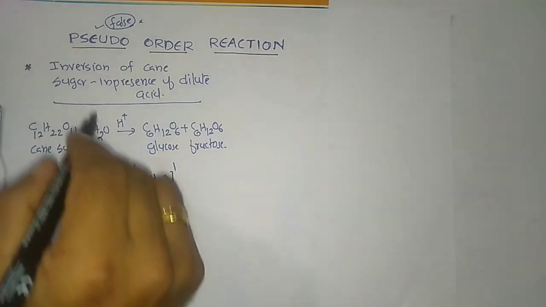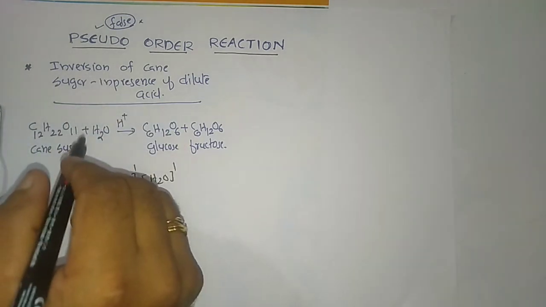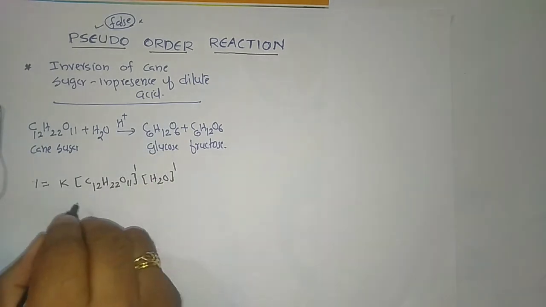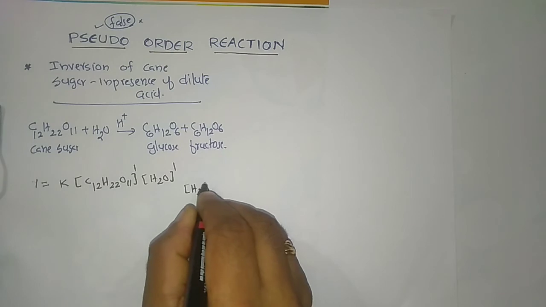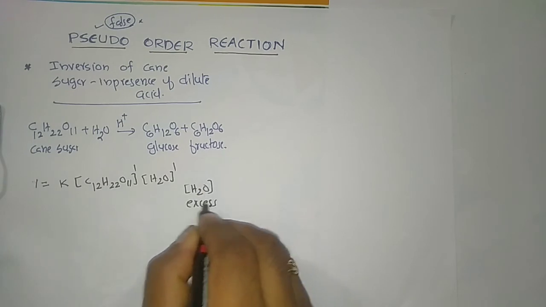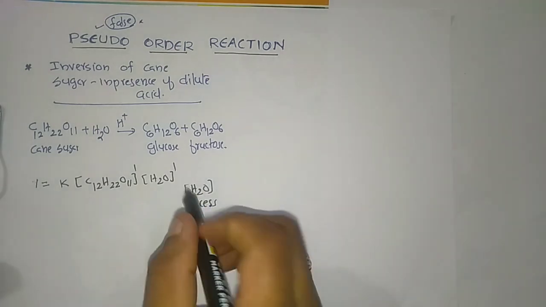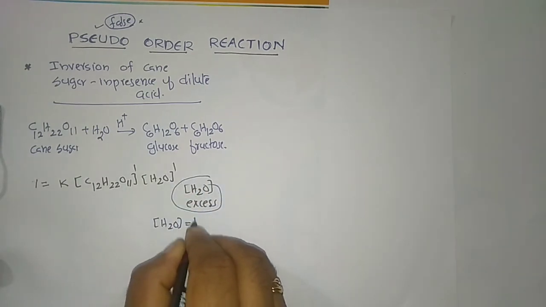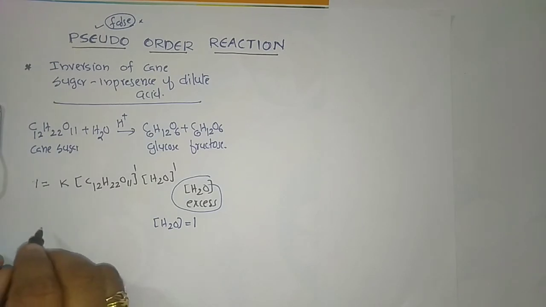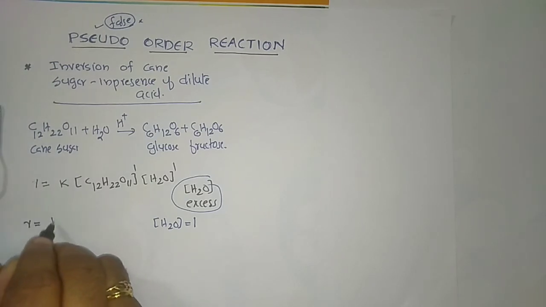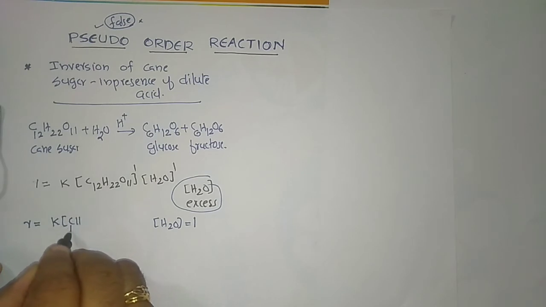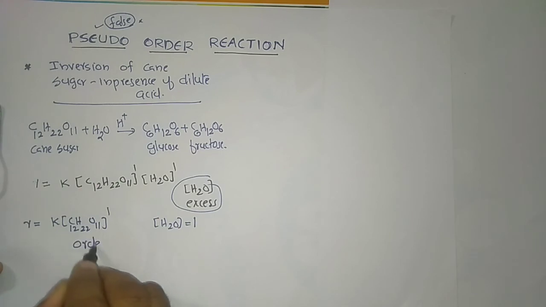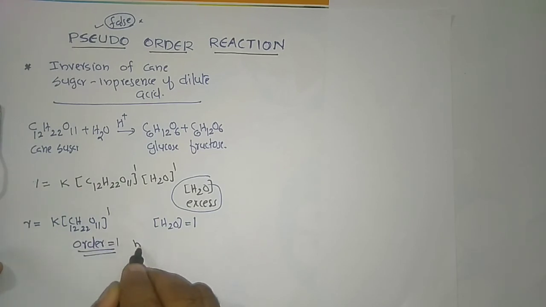Clear? But this inversion of cane sugar reaction takes place in presence of dilute acid and with the support of water. Here water is present in excess amount. So its molar concentration is taken as 1. So under that condition, rate depends upon the molar concentration of cane sugar only, C12H22O11 raised to 1. That means order is equal to 1. But molecularity how much? 2.